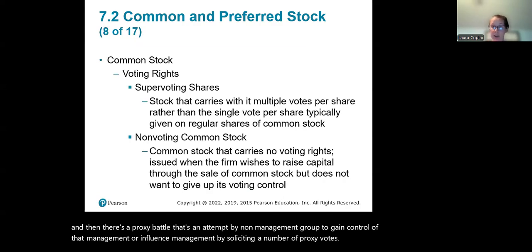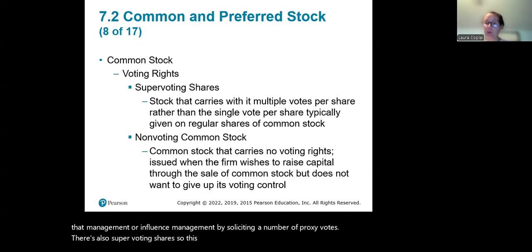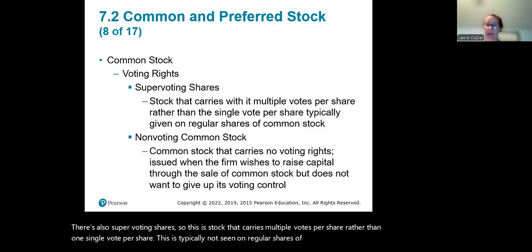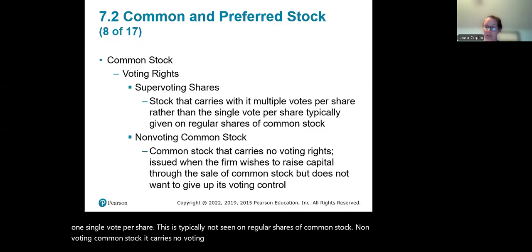There are also super voting shares. So this is stock that carries multiple votes per share rather than one single vote per share. This is typically not seen on regular shares of common stock. Non-voting common stock carries no voting rights. So it's issued when the firm wishes to raise capital, but doesn't want to give up any voting control.